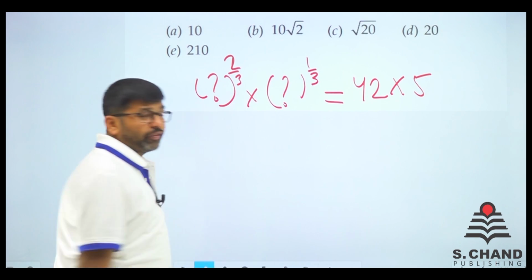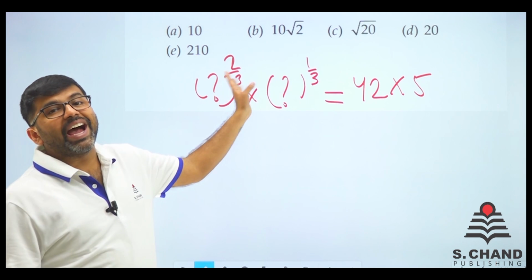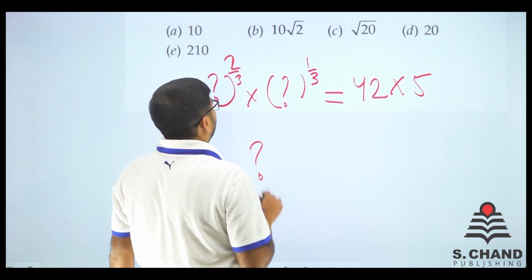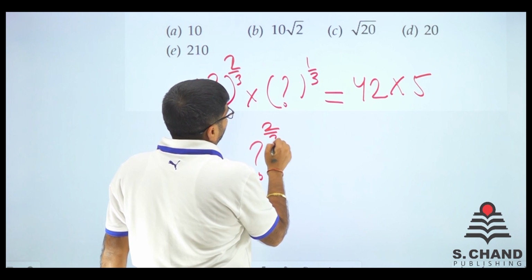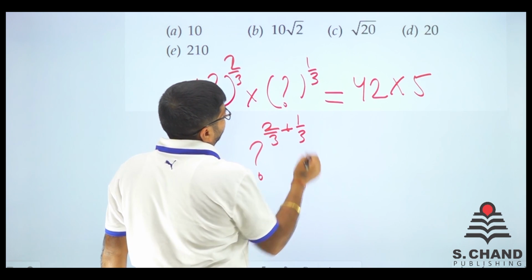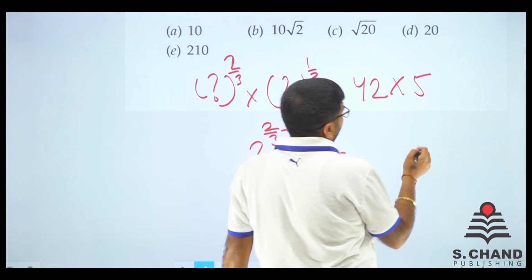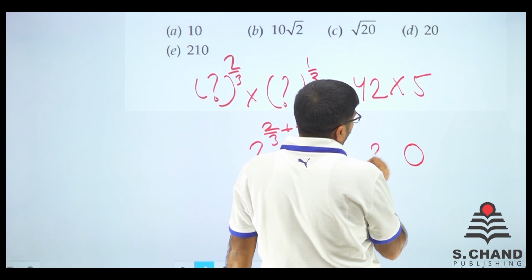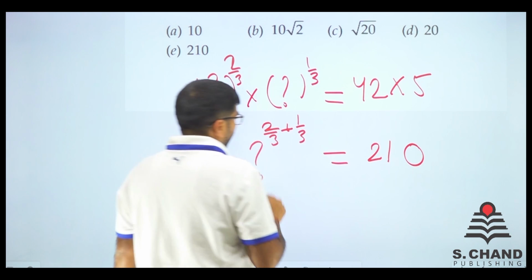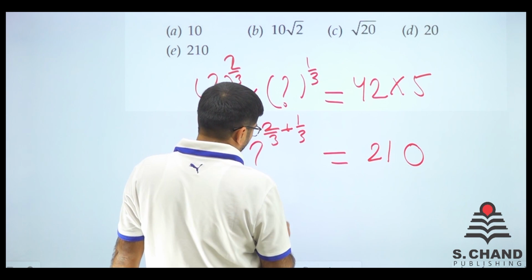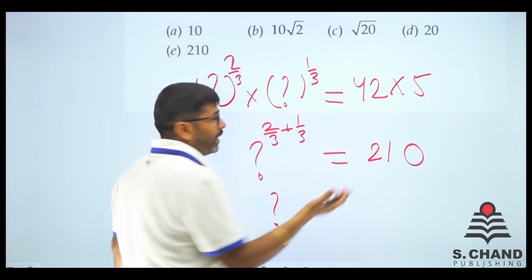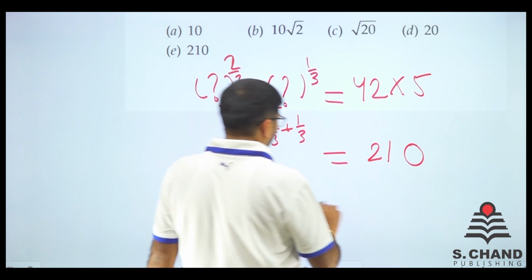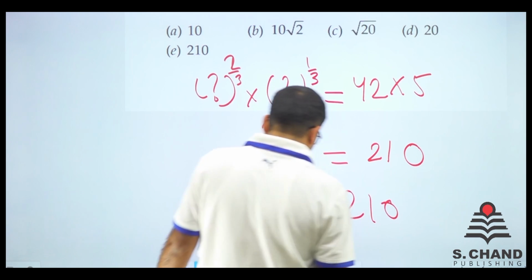If you remember, if the bases are same, just add the powers. Yes, you are right. If the bases are same, just add the power, 2 by 3 plus 1 by 3. So here we go, 5 into 2 is 10, 4 into 5 is 20, and 1, so 21, 210. Here we go, 3 and 3. So question mark: 2 by 3 plus 1 by 3, you know it very well, it is just 1. So the value of question mark is 210.